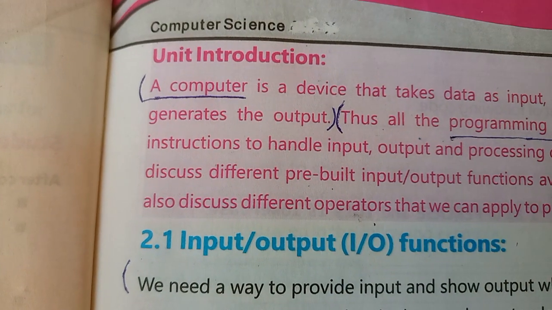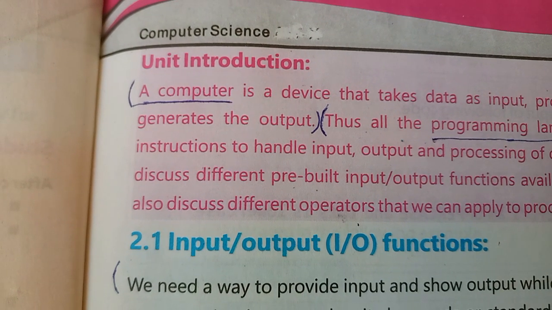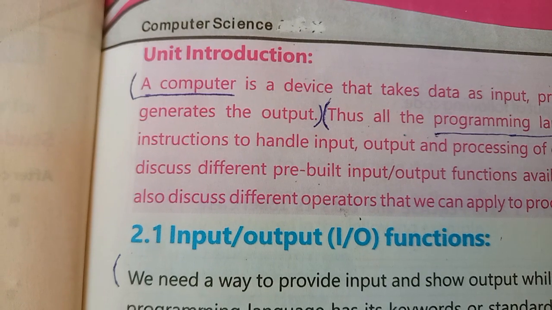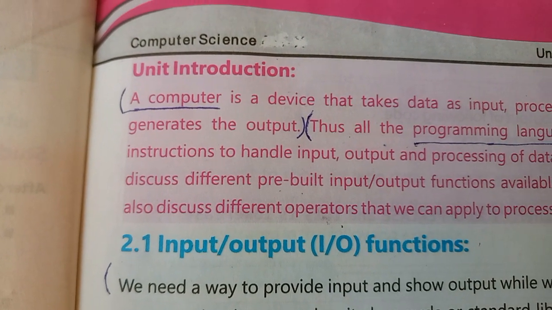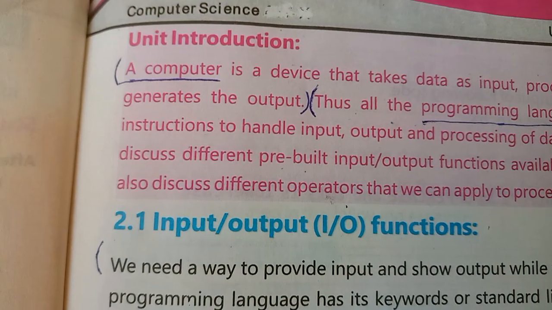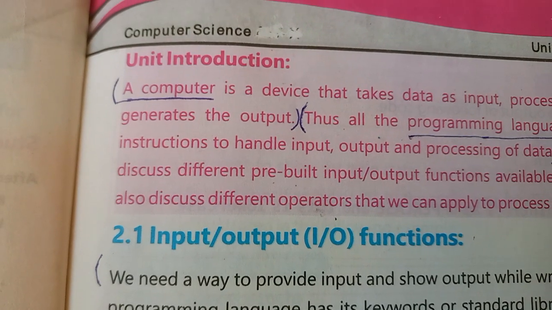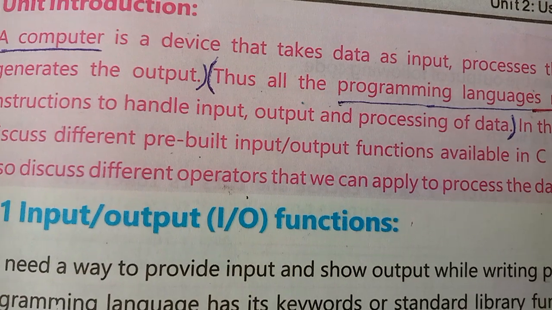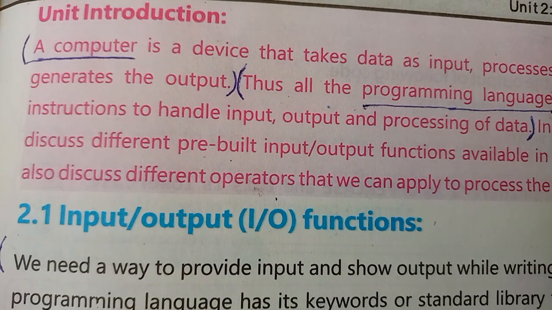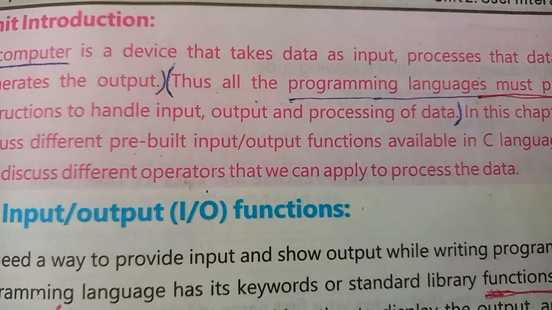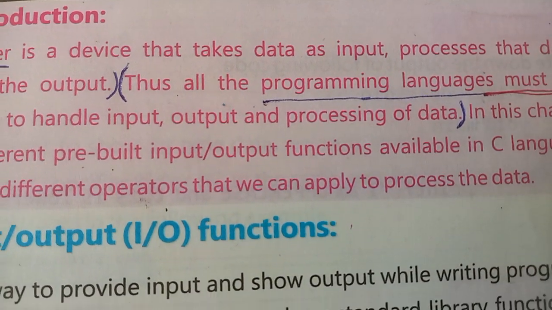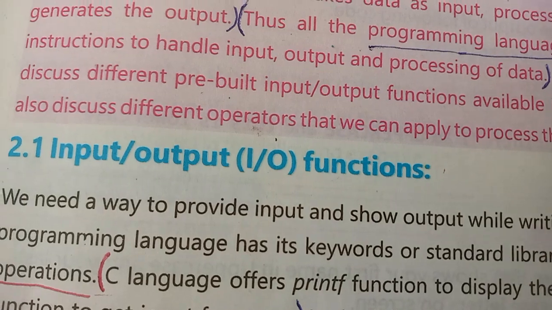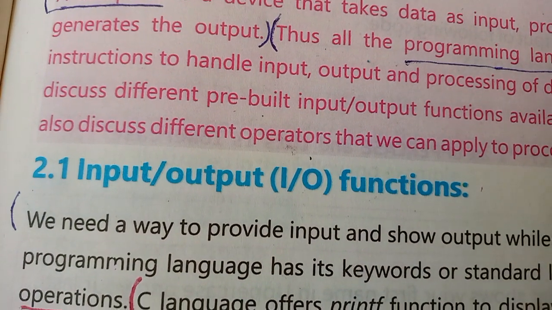This is Unit 2 of Class 10, and the name of this unit is User Interaction. In this unit, the first question is, what is a computer? So the definition of computer is in front of you. A computer is a device that takes data as input, processes that data, and generates the output.